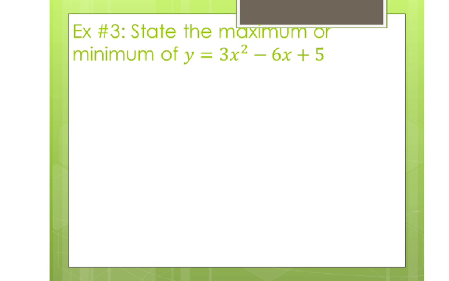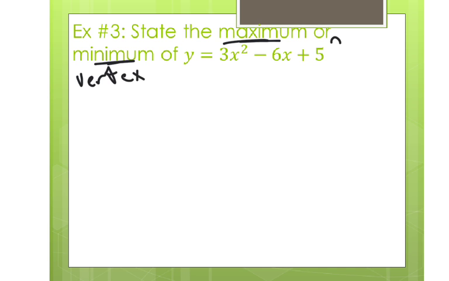Okay, example 3 says state the maximum or the minimum of y equals 3x squared minus 6x plus 5. Well, if they want you to find either the maximum or the minimum, that means that they're trying to get you to find your vertex. Because your vertex is either your maximum value or your minimum value.